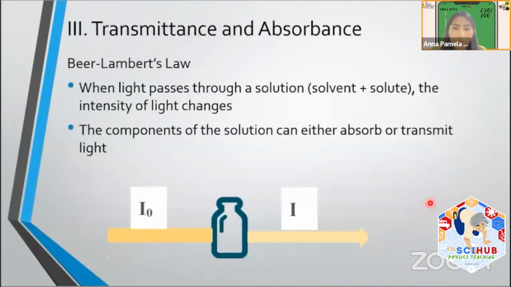Lastly, we will demonstrate transmittance and absorbance. First, let's introduce Beer-Lambert's law. When light passes through a solution, some of the light will be transmitted, while some will be absorbed. This means that the transmitted light will have less intensity than the incident light. And using Beer-Lambert's law, we can calculate the absorbance of the solution.